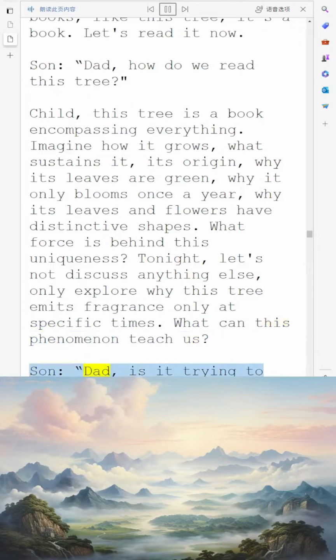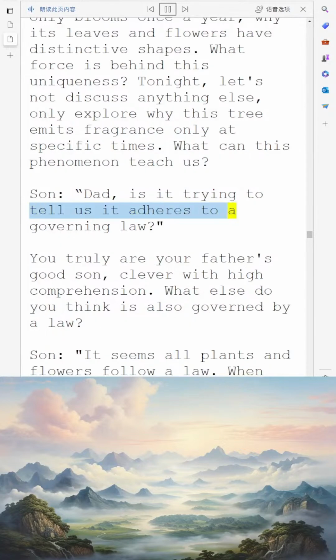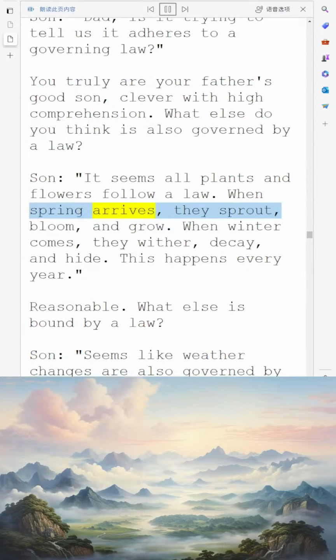Son: Dad, is it trying to tell us it adheres to a governing law? You truly are your father's good son, clever with high comprehension. What else do you think is also governed by a law? Son: It seems all plants and flowers follow a law. When spring arrives, they sprout, bloom, and grow. When winter comes, they wither, decay, and hide. This happens every year.